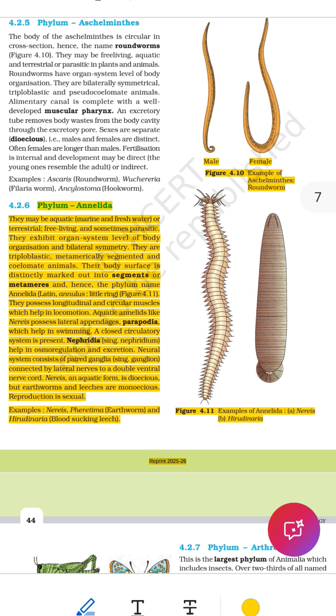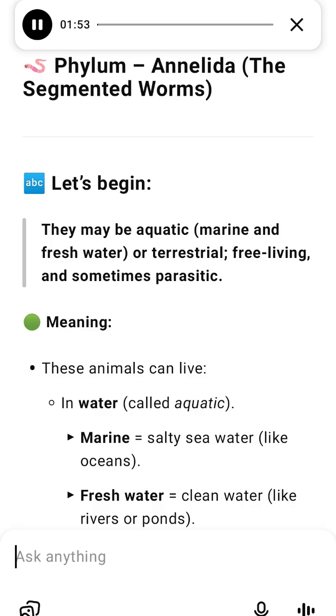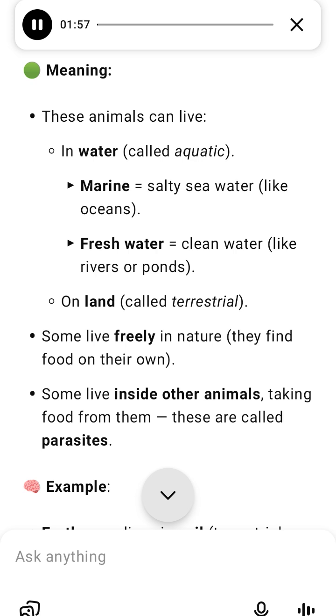4. Body layers. They are triploblastic. This means their bodies have 3 layers. 1. Outer layer. 2. Middle layer: muscles. 3. Inner layer: gut and organs. 5. Body cavity, coelom. Annelids are coelomates. This means they have a true body cavity, a hollow space inside their body where their organs are safely placed. This helps organs move and grow independently.